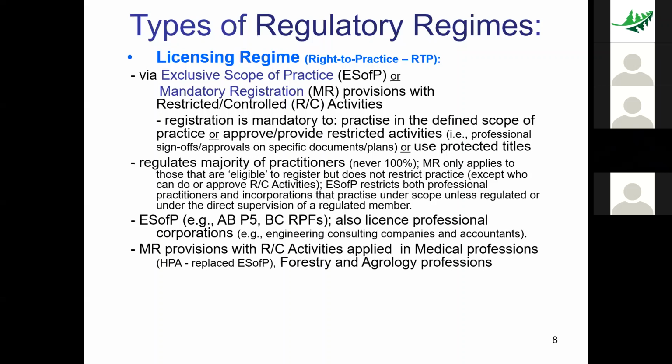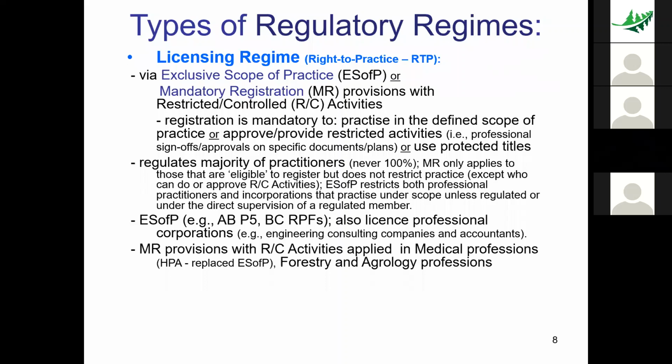And our sister province across the mountains, BC, they are an exclusive scope regime, and they've been around for over 60 years. And forestry is obviously their number one industry in that province. So that's why they get a different type of regime. So just wanted to emphasize on the last bullet, the agrology, forestry, and forest technologists under that mandatory registration and restricted controlled activities model. So what are we today? We are a right to practice regime.